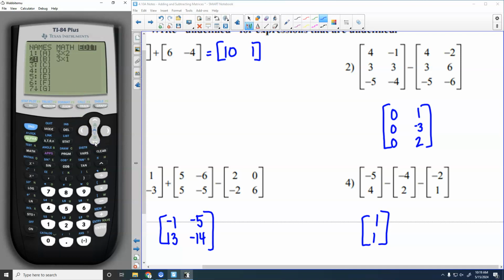So you're going to go down to B, or you could use C, D, E, whatever letter you want, but I usually just use the first 2. So for B, I'm going to hit enter. This is also a 3 by 2 matrix. And I'm going to put in my data here for 2.